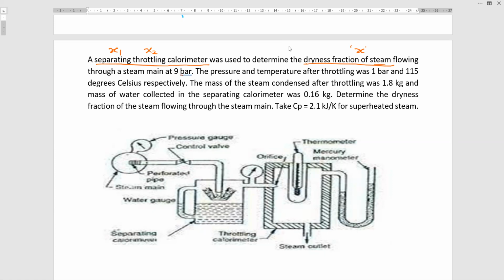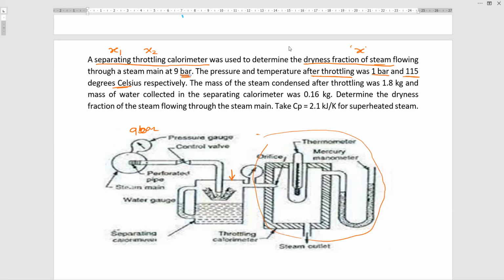Through steam at 9 bar. So this pressure he has given, 9 bar. So 9 bar pressure steam enters into the separating throttling calorimeter first, then the throttling calorimeter, because it is a combined one. The pressure and temperature after throttling were 1 bar and 115 degrees Celsius. After throttling means first part or second part? The second part.